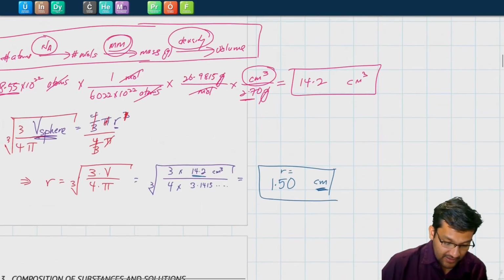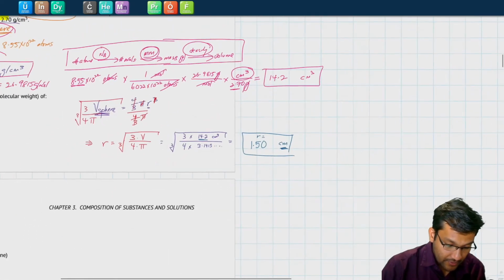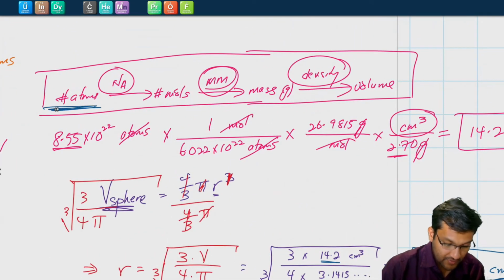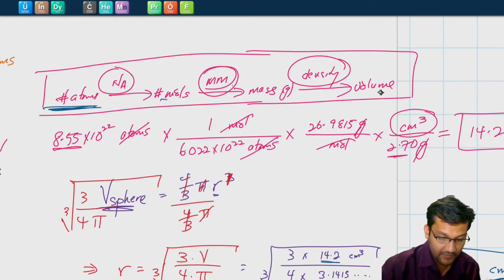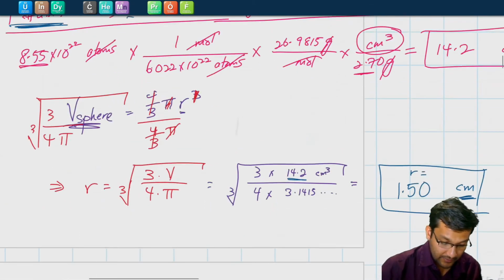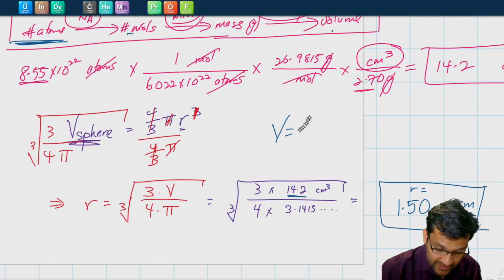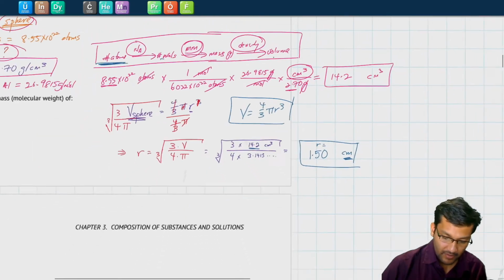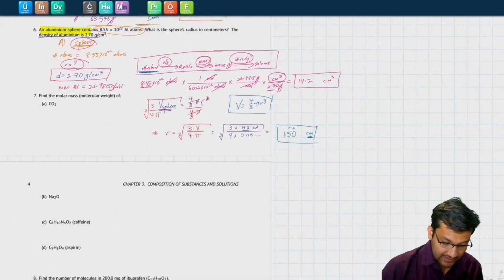So what started out as a very complex problem, through the slow, methodical process of starting with what they give us, the number of atoms, we know that we can use Avogadro's number to get moles, molar mass to get mass, density to get volume from mass, and then using the formula for the volume of a sphere, we can then figure out the radius. Okay, that's it for number 6.